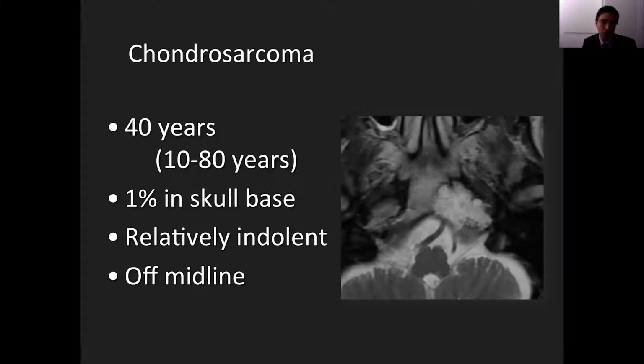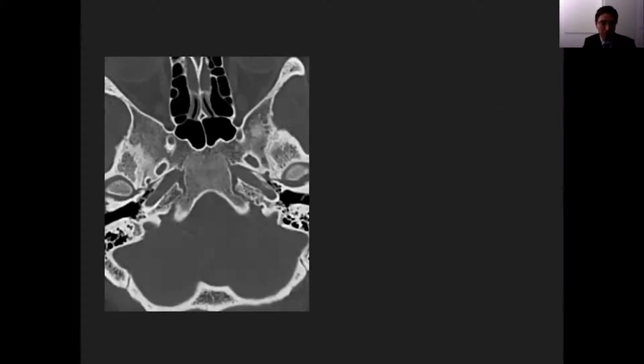Chondrosarcomas, on the other hand, even though they may look fairly similar on imaging, have a different course. They are relatively indolent tumors. They tend to grow much more slowly when they occur in the skull base. The age of presentation is very, very wide. They tend to be off midline as opposed to chordomas, but there are some histological variants that can have different presentations.